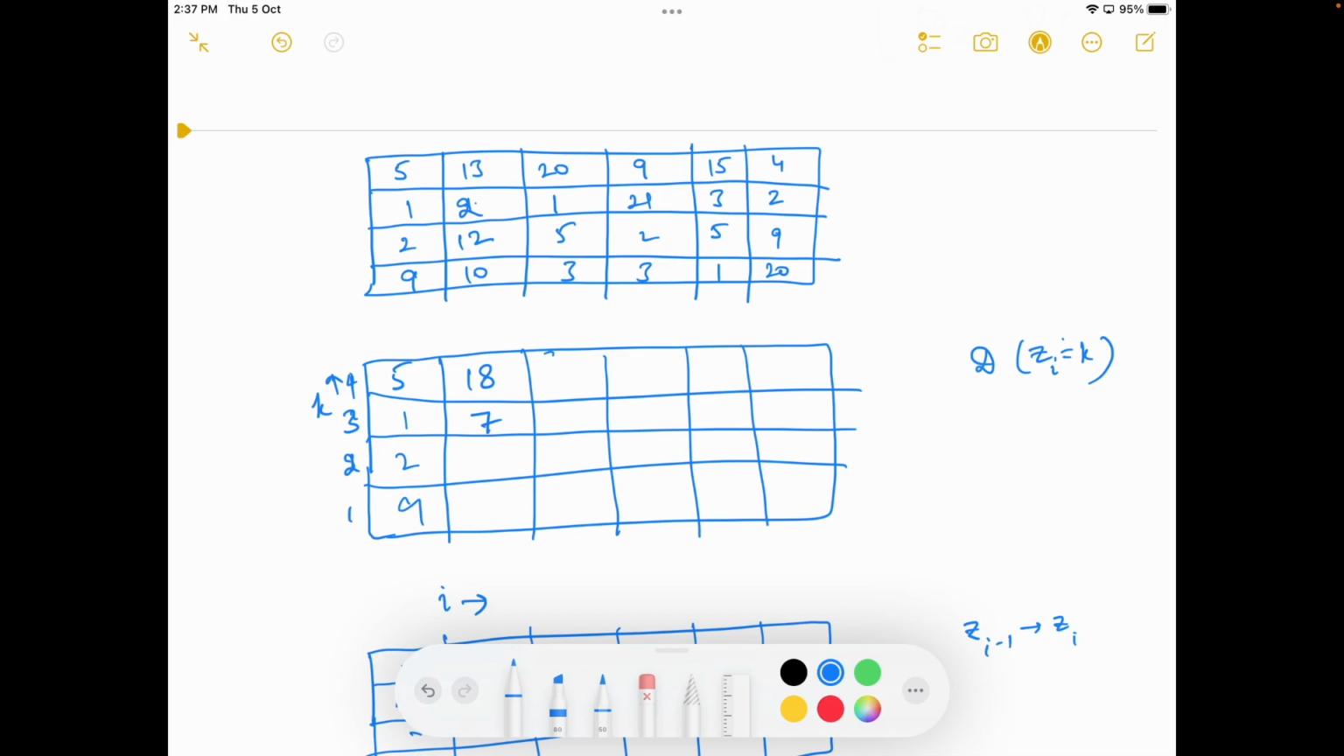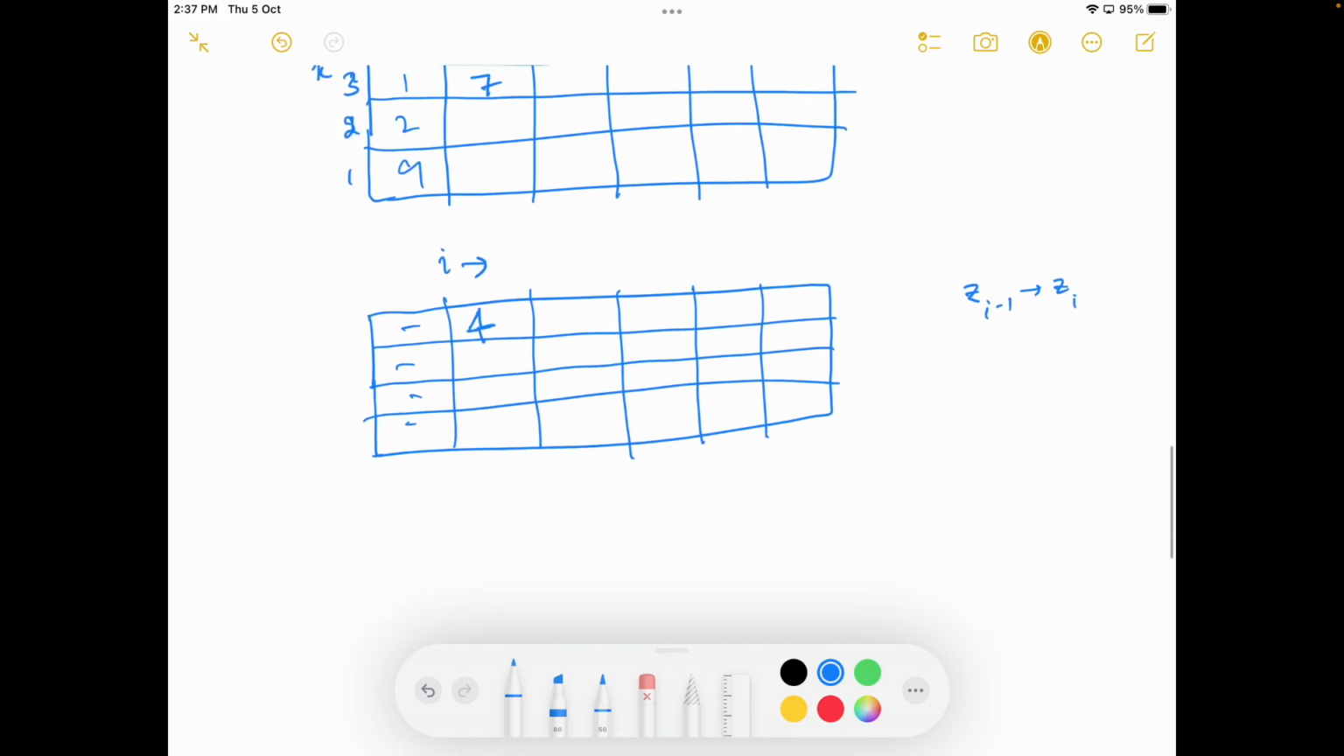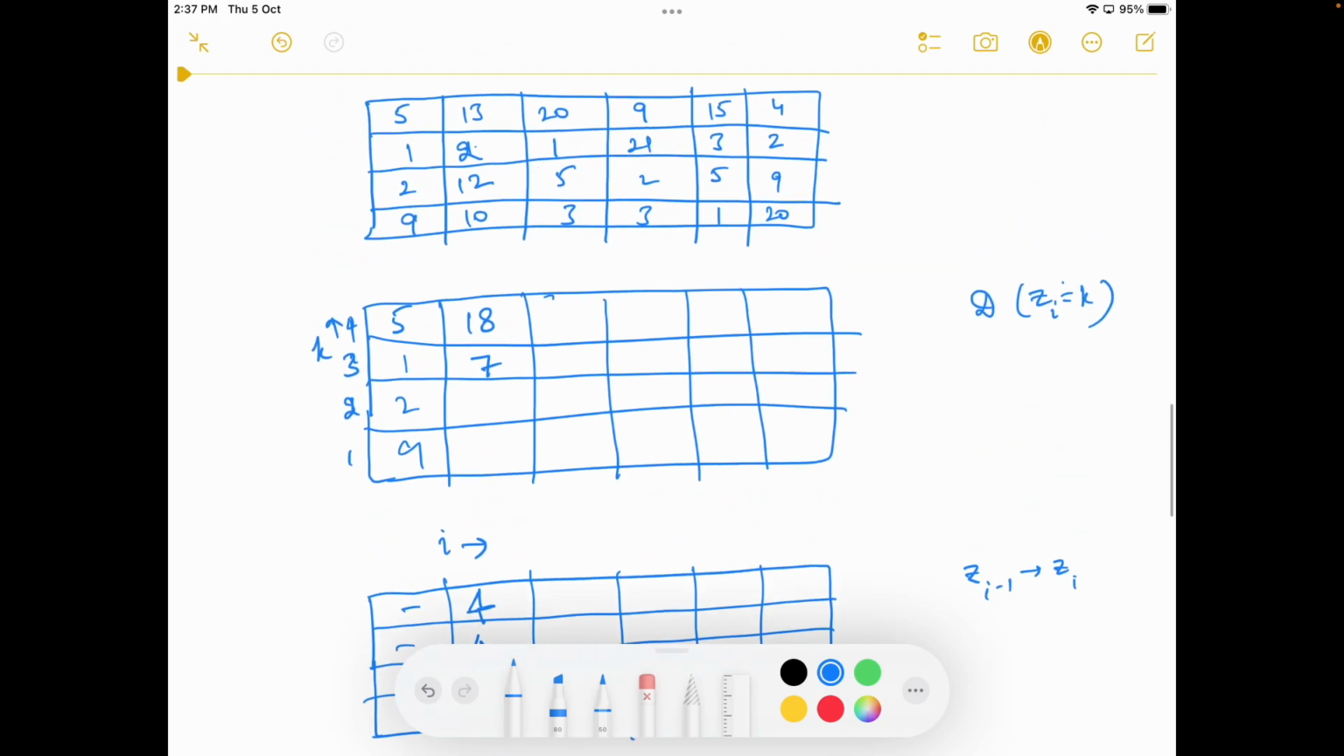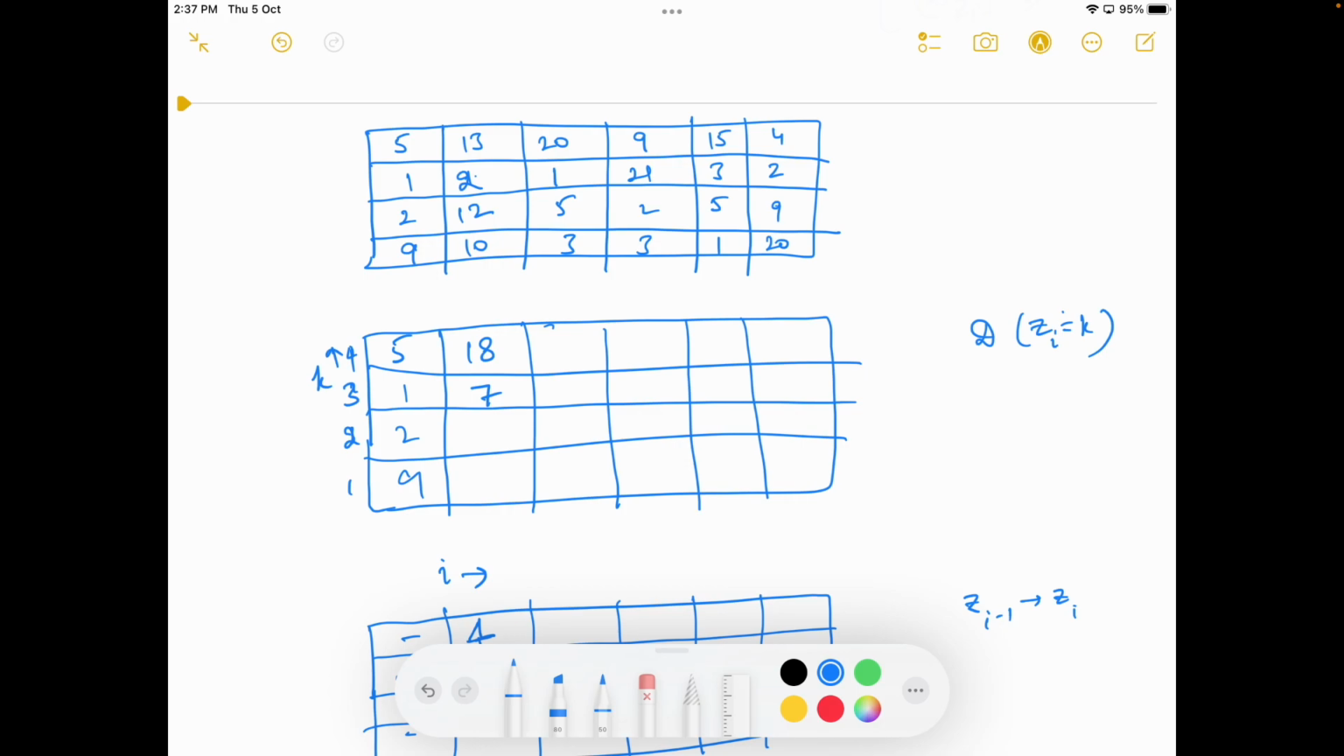From 4 we come to 2. So the link to the previous time instant, I have to go to state number 4. Then to 12. To come to 12, what is the best path? To reach here, what is the best path? 9 and 12. So the score will be 21.